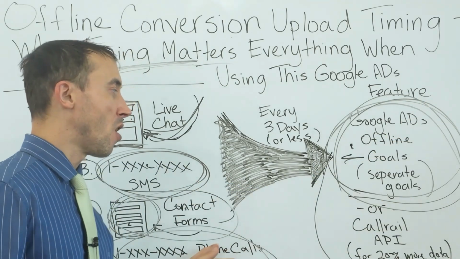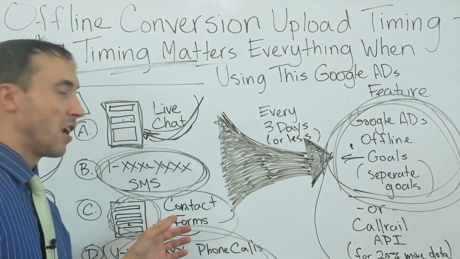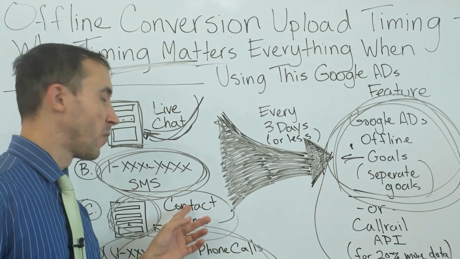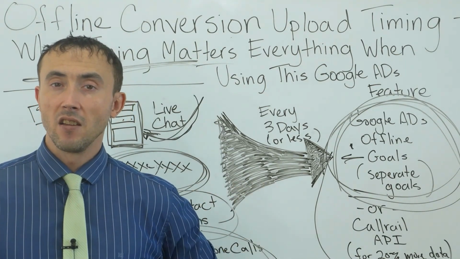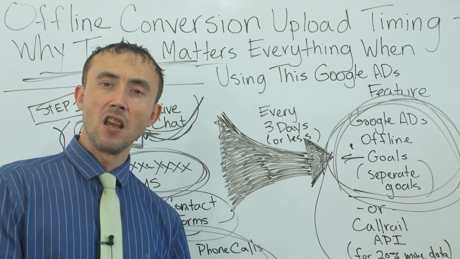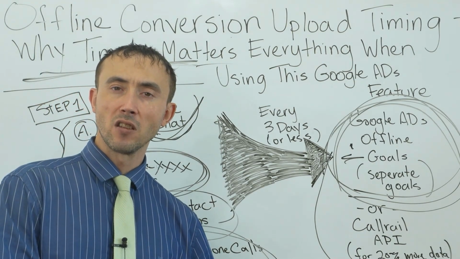What happens with CallRail, if you use CallRail to do this, is it looks for that Google Click ID in the URL. So when they text you, call you, or fill out the contact form anywhere on your site, that Google Click ID gets extracted at that point in time, and it's stored inside your CallRail account until you need it later.